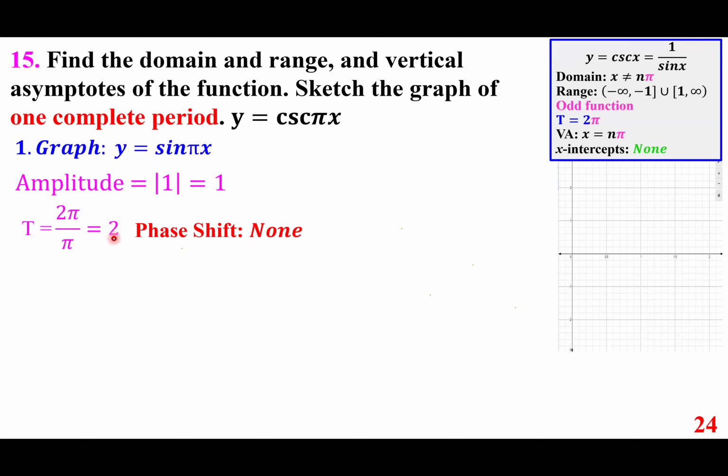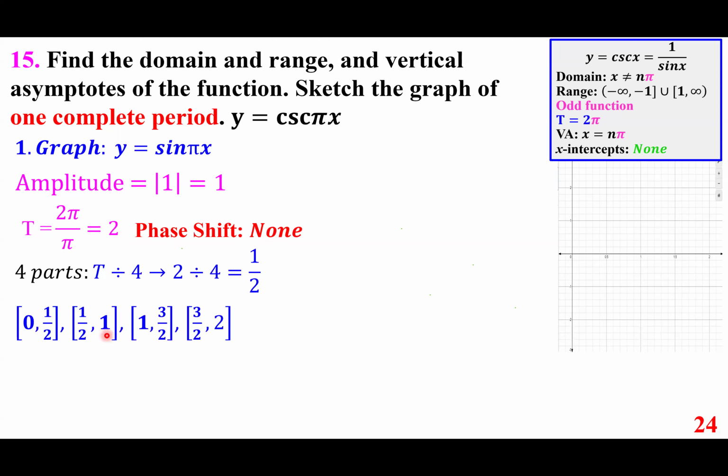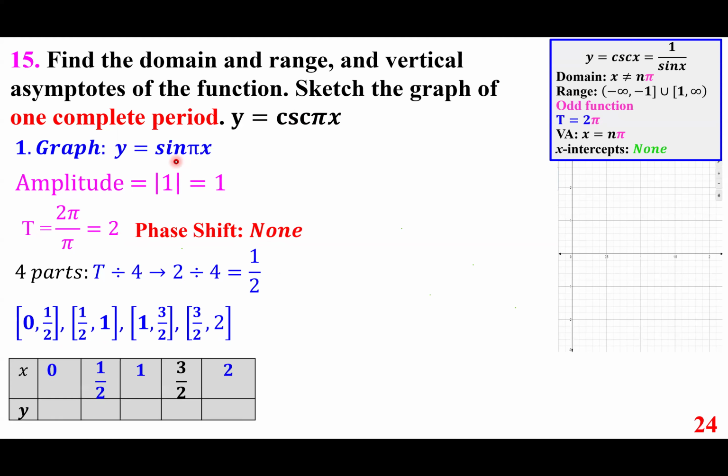Cut the period into 4, you get 1/2. And we go from 0, since there's no phase shift, we go from 0 to 1/2, and we keep on adding 1/2. So 0 to 1/2, then we start with 1/2, add 1/2, 1, then 3/2, then 2. And now you plug into sine. If I plug in 0, I get 0. So those are the endpoints: 0, 1/2, 1, 3/2, 2.